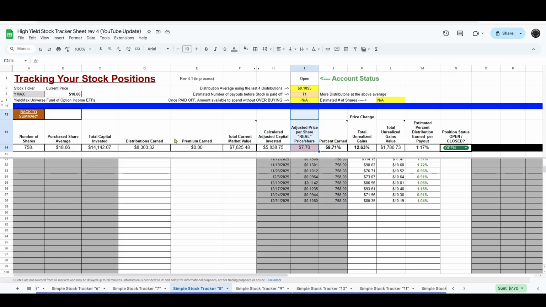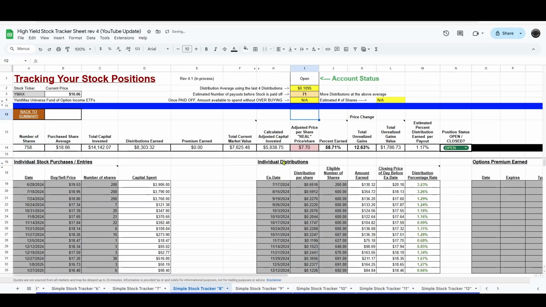Now, I would not want to purchase more shares of YMAX at the current price, because buying them at $10.06 will raise this $7.70 real price per share, and that goes against what I'm trying to do, because I want to stay in the positive on these ETFs. And eventually, I would love to get it paid off, which means all the way down to zero for that real price per share. And what that means is I have earned enough in distributions to cover the total capital that I have invested, according to those number of shares that I do have. And that's how that adjusted price per share or real price per share is calculated.